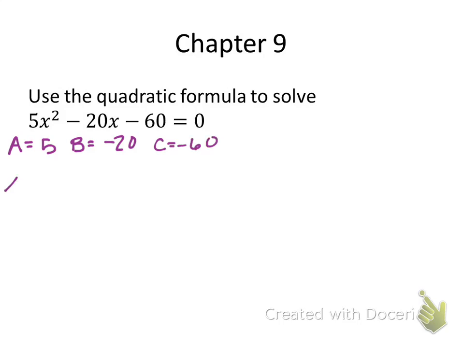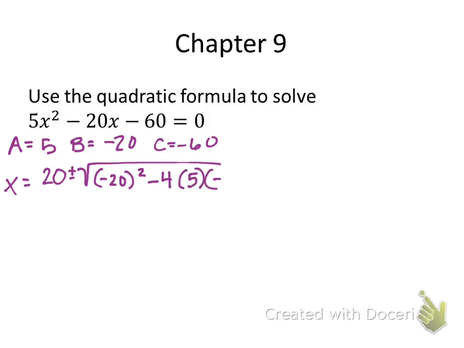Now, I go to plug it into my formula. X equals negative b. But what if b is already negative? Make it a positive. Plus or minus the square root of b squared. So I do negative 20 squared minus 4 times a, which is 5, and c, which is negative 60. That negative sign is very important. Over 2 times a, which is 5.